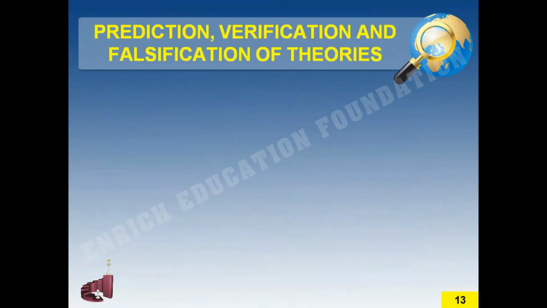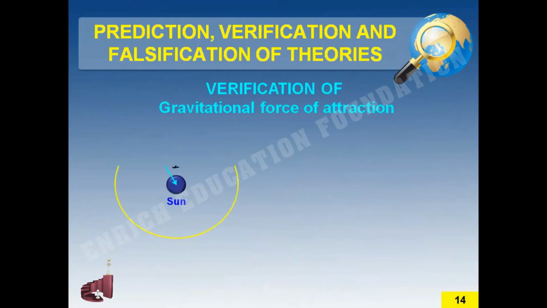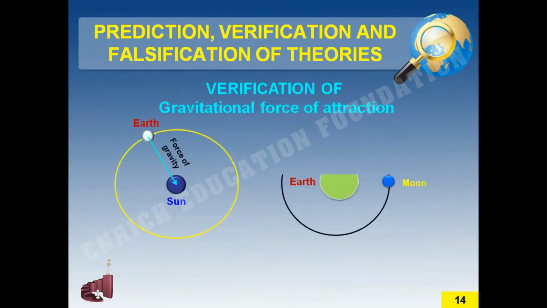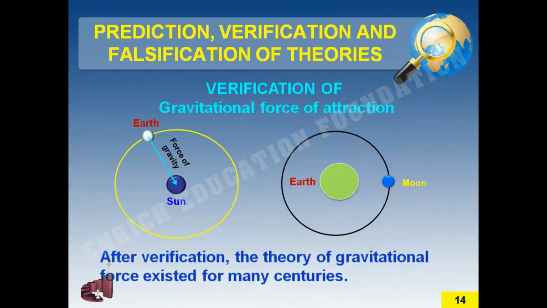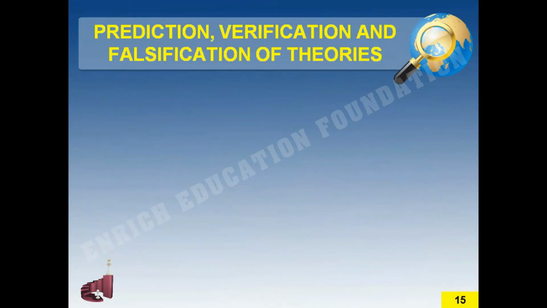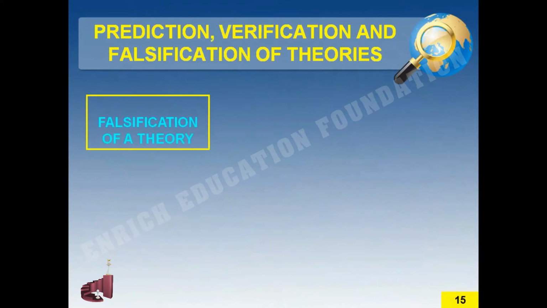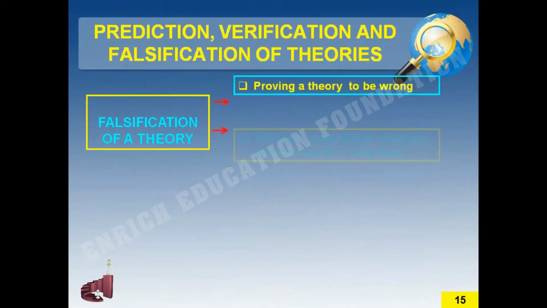Now the model which he had predicted was verified under different situations. He found that a similar force exists between the sun and the earth as well as between the earth and the moon. Now we have a term here called falsification of theories. So what is meant by falsification? Falsification means proving a theory to be wrong.